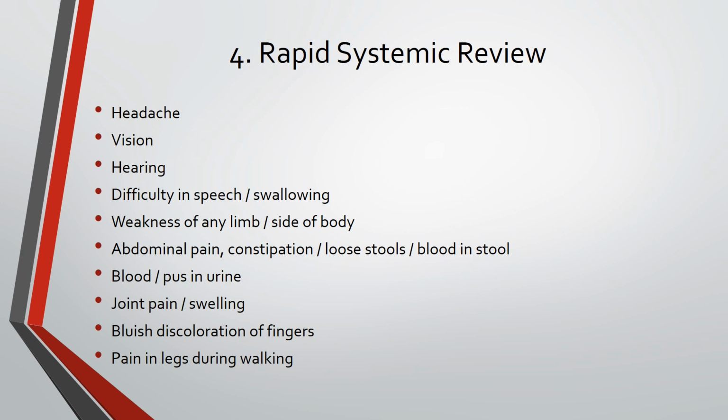Then the fourth step in the history of present illness is the rapid systemic review. For that, we will have a set of questions rapidly going through every system of the body, such as asking about headache, vision disturbances, hearing disturbances, difficulty in speech or swallowing, weakness of any limb or side of the body, abdominal pain, constipation, loose stools or blood in stool, blood or pus in urine, joint pain or swelling, bluish discoloration of fingers, and pain in legs during walking. Here we complete the history of present illness.